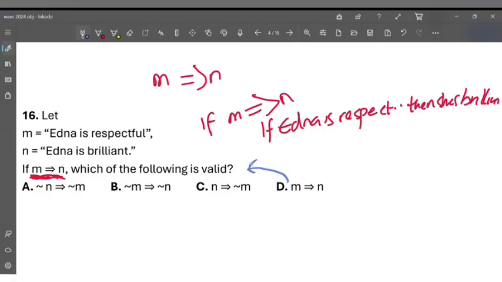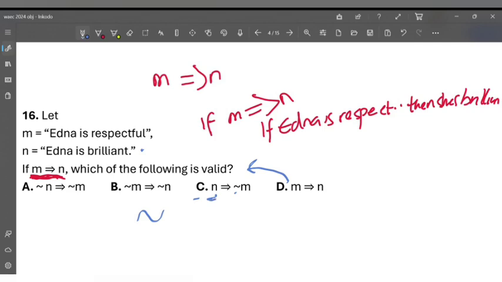So let's look at option C. This sign that you see here that looks something like this, it means not. Option C is telling you that if Edna is brilliant, because that's what N stands for, then she is not respectful. That's just false. That's not true. That's the opposite of what we've just learned.